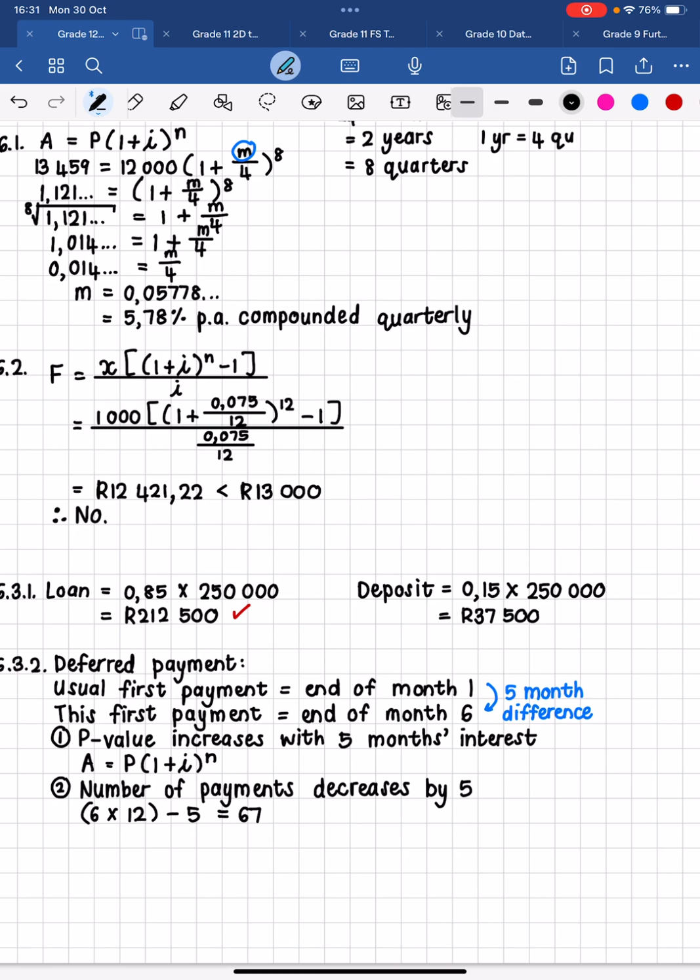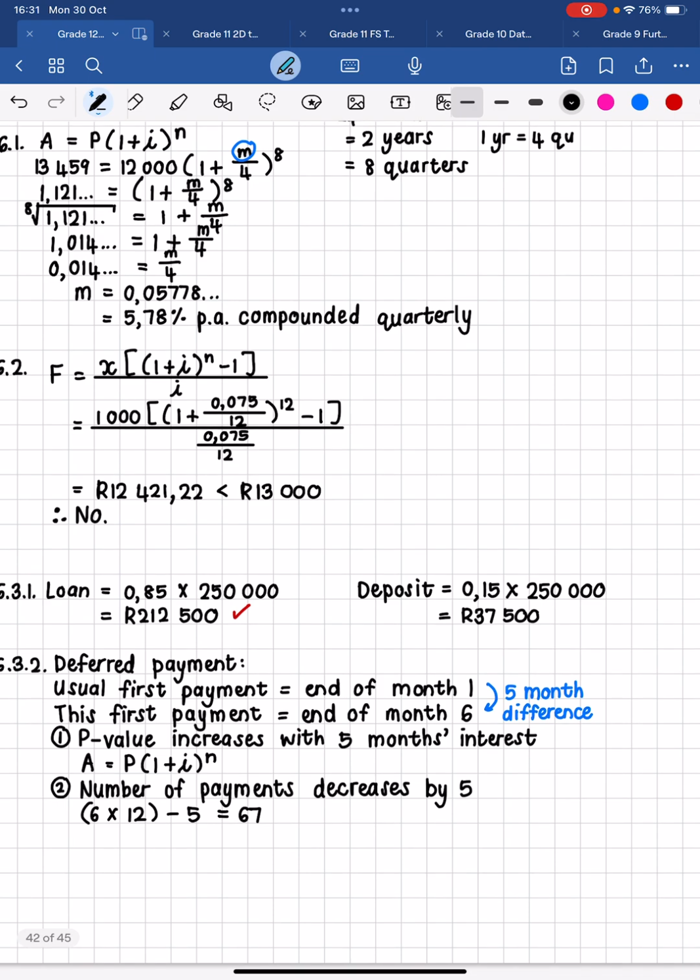So guys, this is very important. In the type of question where you start paying later, there are 2 things you need to take into account. Firstly, you need to increase the loan amount with the extra interest. And secondly, you need to decrease the number of payments with the number of payments that the person has missed. All right, so those are the 2 things.